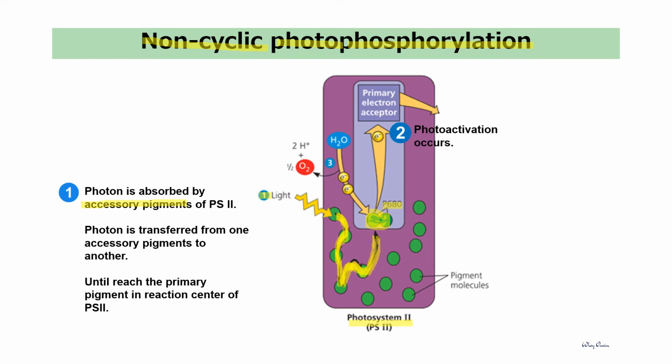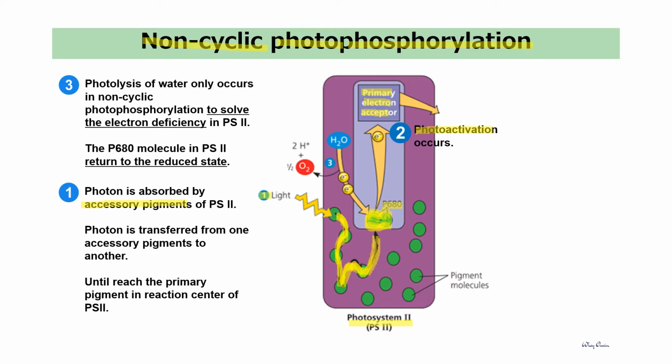So when the energy is absorbed by the primary pigment in the reaction center, the electrons in the primary pigments can be increased to a higher energy level until they become photoexcited and accepted by the primary electron acceptor. So here is the occurrence of photoactivation. Photoactivation will bring the problem called electron deficiency, and it can be overcome by the photolysis of water.